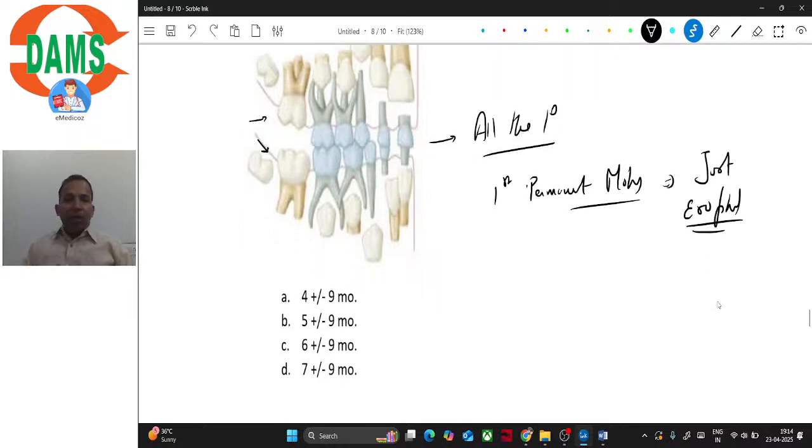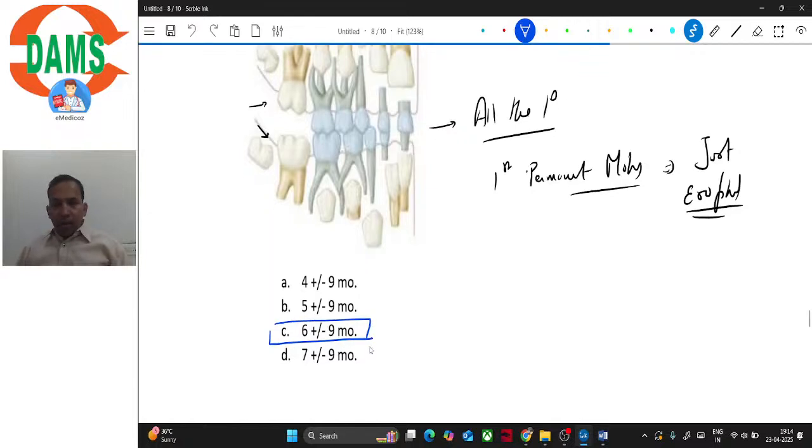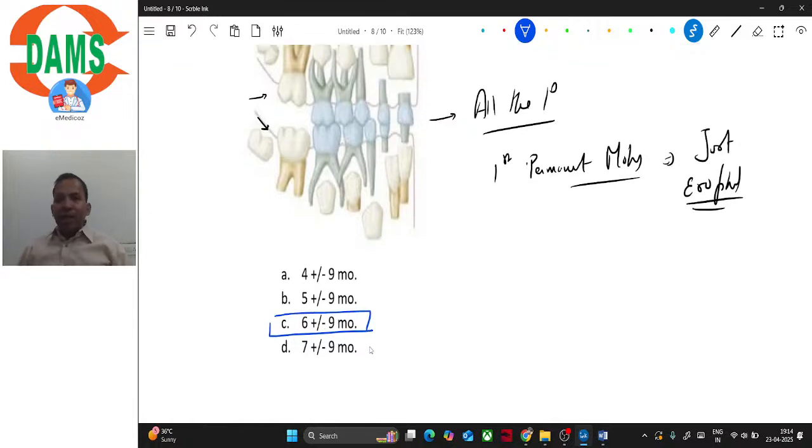So let's take a look at the options. 4 plus minus 9 months, 5 plus minus 9, 6 plus minus 9, 7 plus minus 9 months, right? So obviously, since the first molars have erupted, the subject is somewhere around 6 years of age, and hence the correct answer here would be 6 plus minus 9 months of age. I hope this is the diagram that you had in the exam. Now, if there are some variations, we can adjust the age according to that.